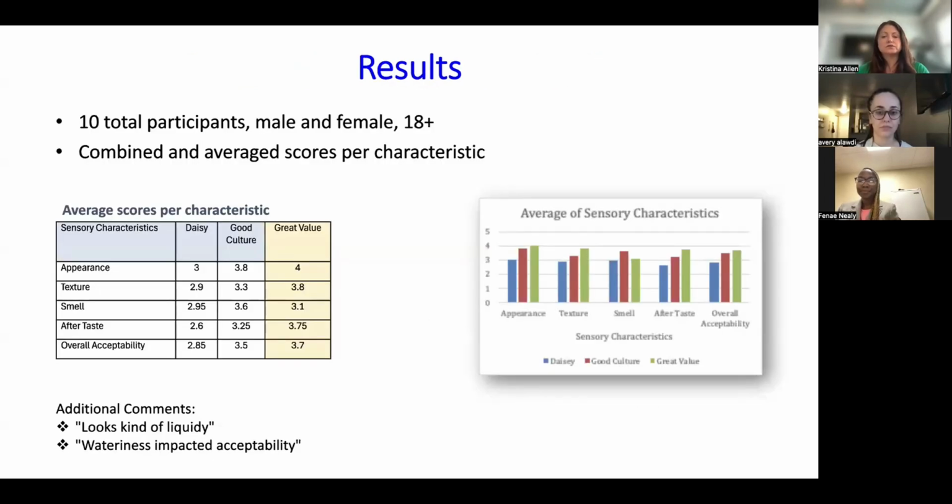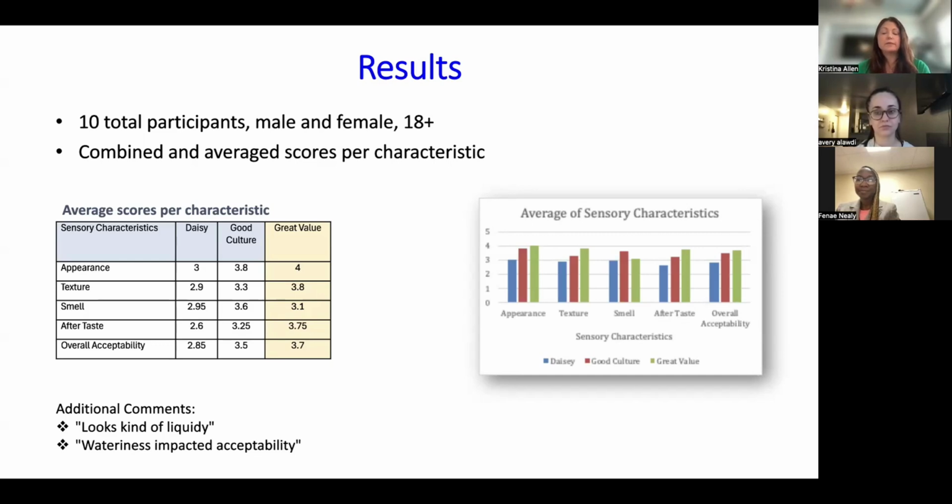So after the total 10 participants finished their evaluation and gave them to us, we combined all of their scores and got an average for each of the sensory characteristics. As you could see, and as was mentioned before, appearance, texture, smell, aftertaste, and overall acceptability were all looked at. And Great Value, which is Walmart's brand of cottage cheese, actually dominated in every characteristic except for the smell.